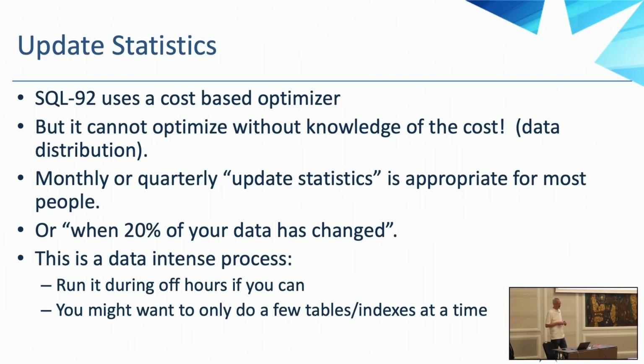SQL, on the other hand, looks at the data distribution and picks an index based on that. But it can't look at the data distribution unless it has some data about it. It has to have those statistics generated in order to do that. So you have to occasionally run update statistics to feed the optimizer information about how to make good choices.